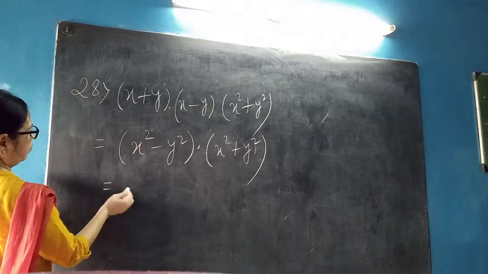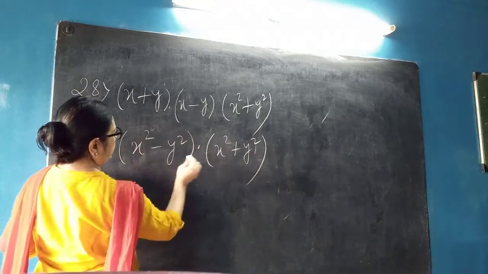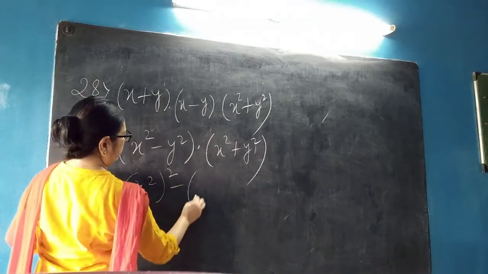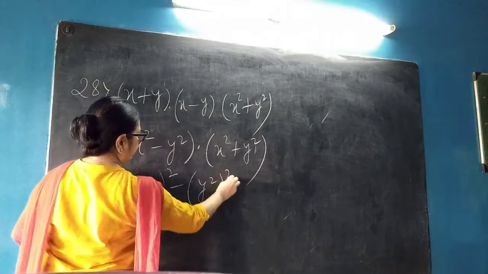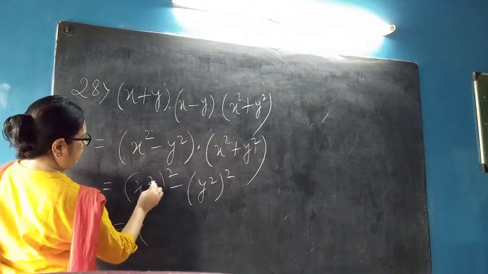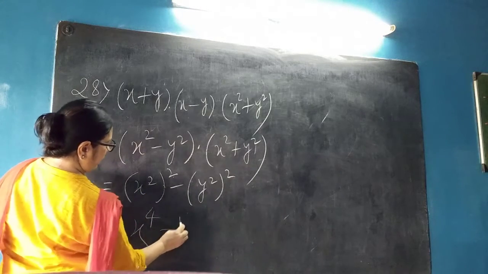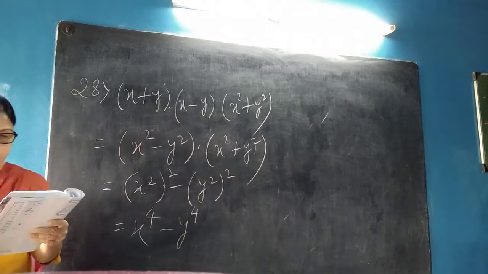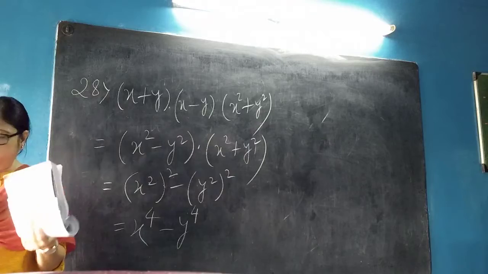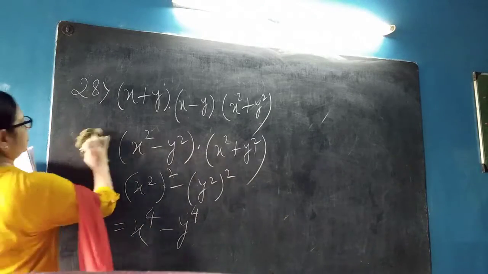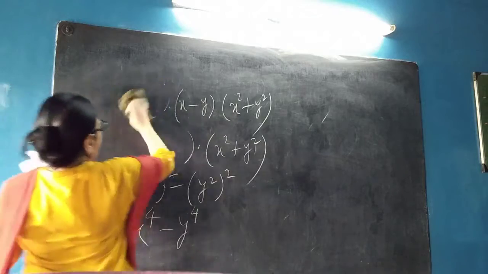Again I can apply the formula. It is in the form of a minus b into a plus b. So b square minus y square whole square. After opening the bracket, by index law, this and this will be multiplied. So it is the 4 minus y to the power 4. This is the answer. Clear? Now as you know the formula, so you will apply the formula. Next one you see, that is also I am applying formula.